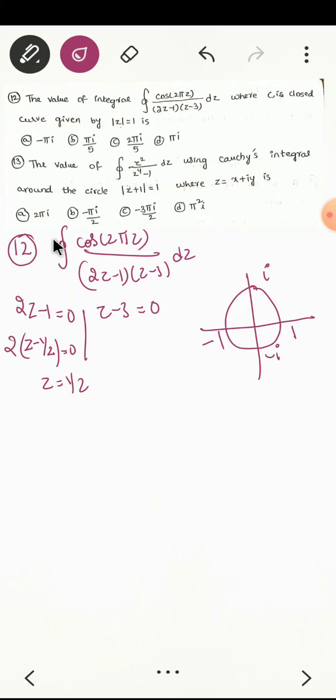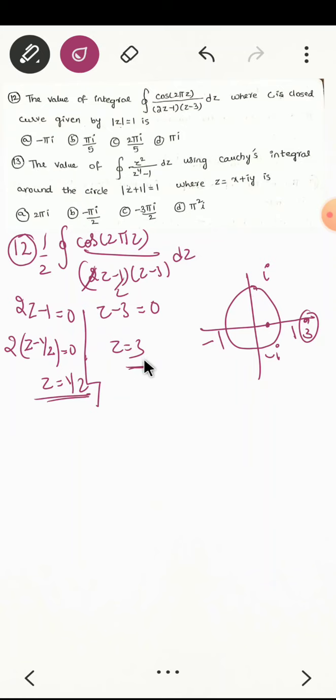The 2 we will write outside the integral. By removing this and making this 1 by 2, we will write 1 by 2 over here. Then what you will get: z is equal to half and z is equal to 3. Tell me which lies in the contour. z equal to 1 by 2 is here, yes, it is inside the contour. z equal to 3 is outside the contour.